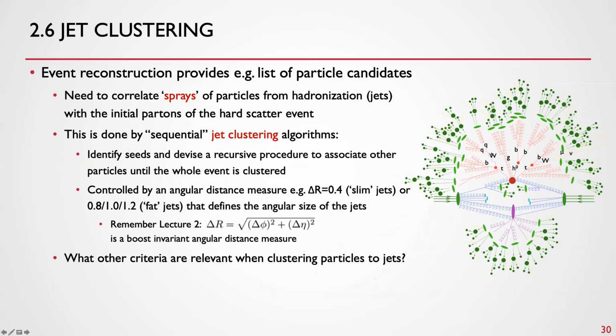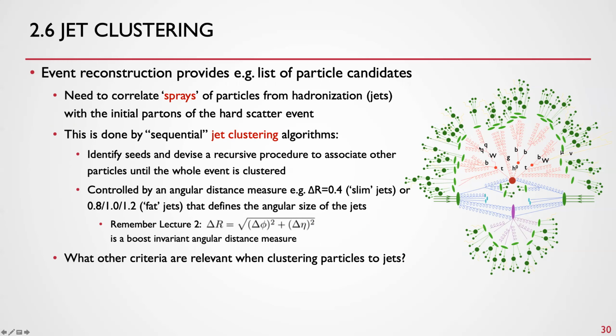For example, look at this W boson. Imagine it has a very high momentum. So we have two quarks with small angular separation leading to particles very close to each other in the detector. The anti-KT algorithm will start with the highest energetic particles and will then associate the soft stuff that's around it. So it will resolve these two jets.